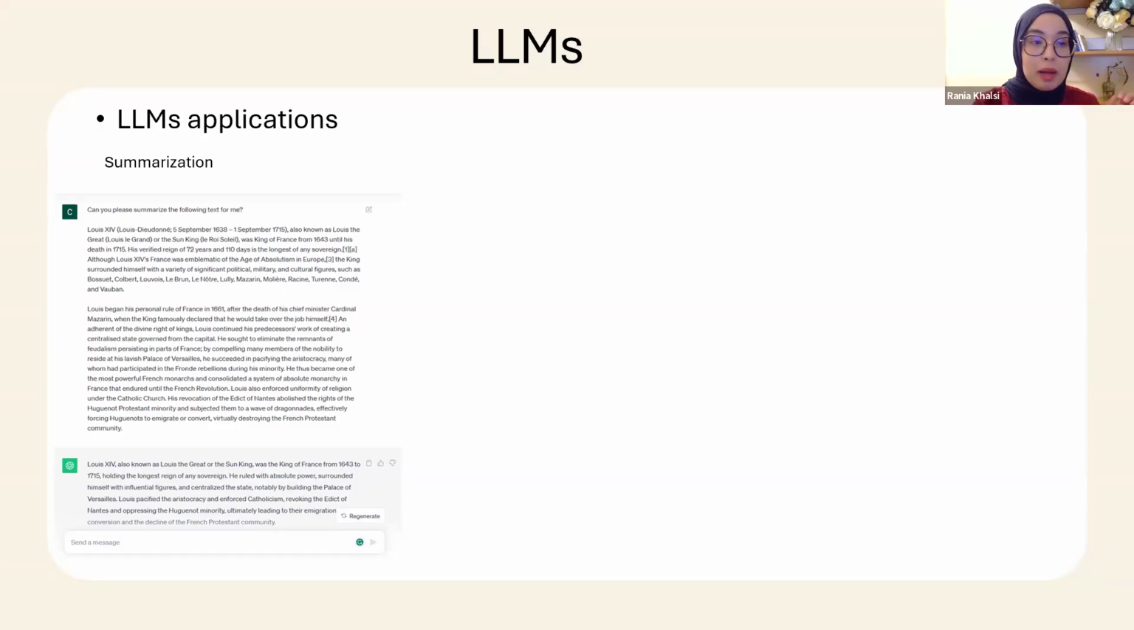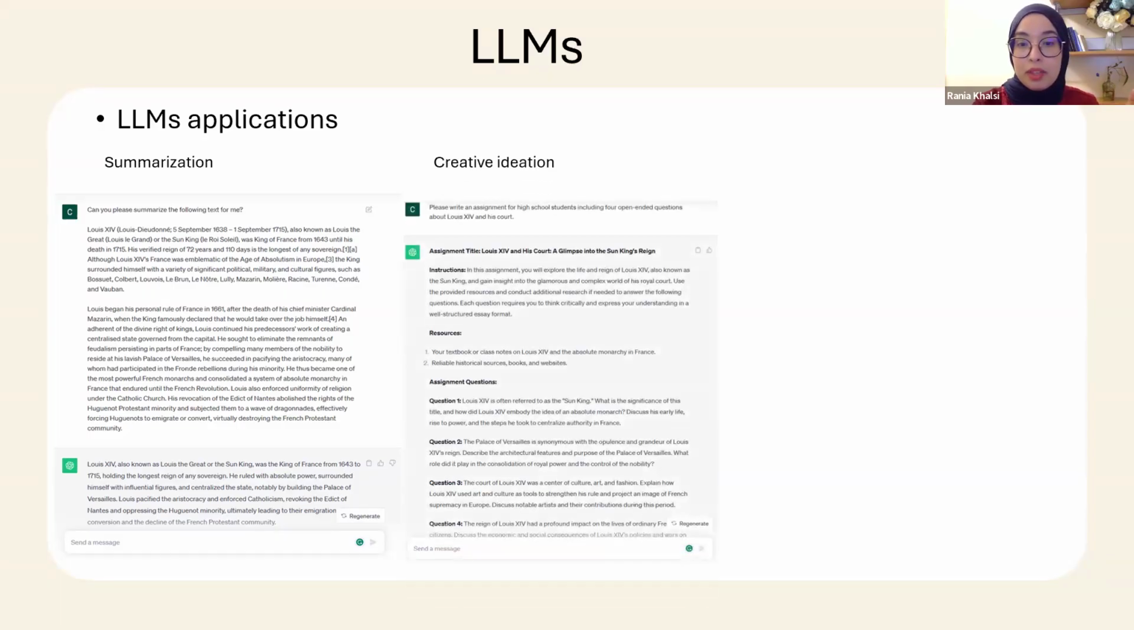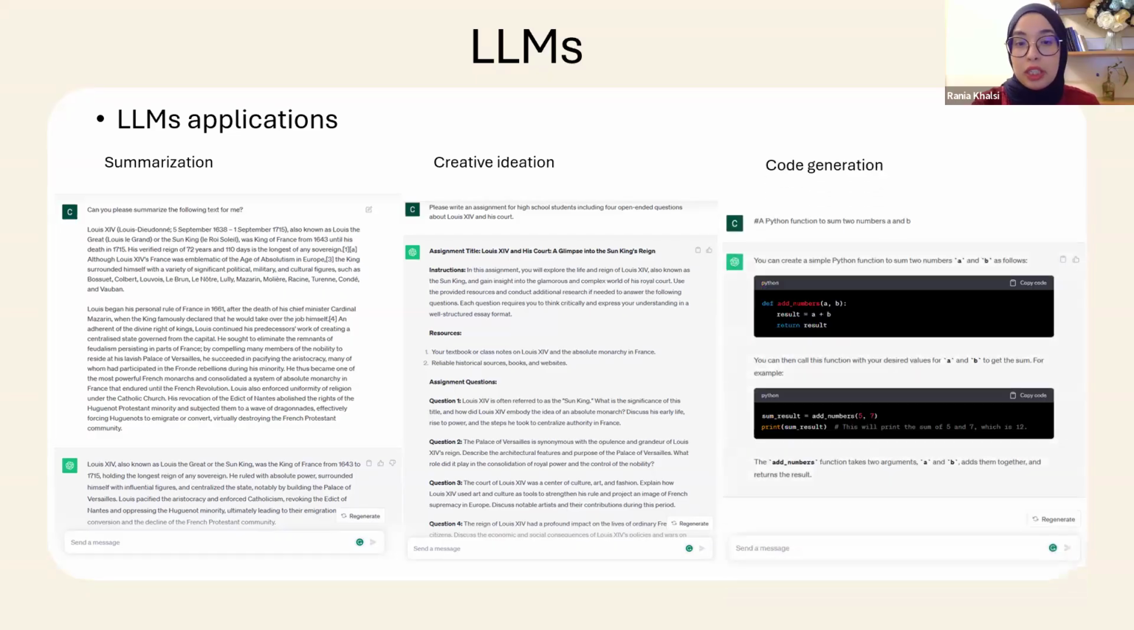Another important application is creative ideation. By creative ideation, I mean generating new concepts when you are brainstorming with ChatGPT, for example. It helps you with brainstorming, supporting innovation, and expanding possibilities beyond what a human might initially think of. We also have another very important application, which is code generation.